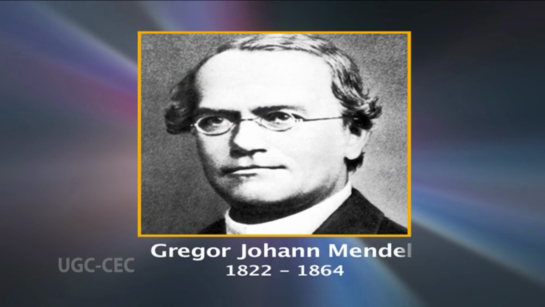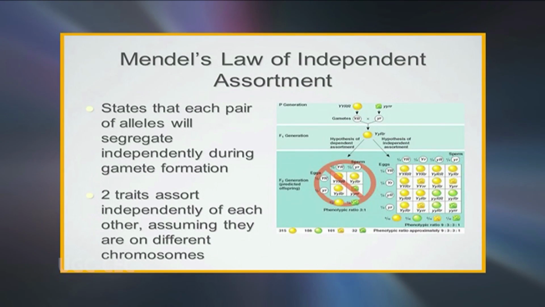Now moving on to 2-factor and 3-factor crosses. Mendel also analyzed a number of crosses in which two pairs of alternative traits were involved simultaneously. In each case, he obtained the same results. From these experiments, he proposed his second law, the principle of independent assortment, which states that the factors for different pairs of traits assort independently of one another.